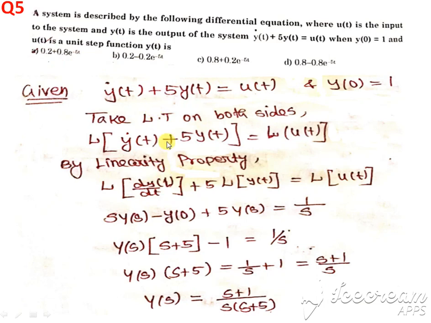So this problem is like the previous problem. So first step is take Laplace transform on both sides. Then by linearity property, individual Laplace transform. So apply the formula. Then apply the initial condition. Take Y of s common and rearrange the terms. Finally Y of s equal to s plus 1 by s into s plus 5.